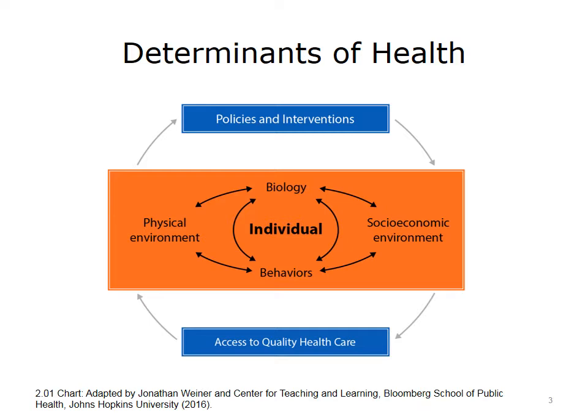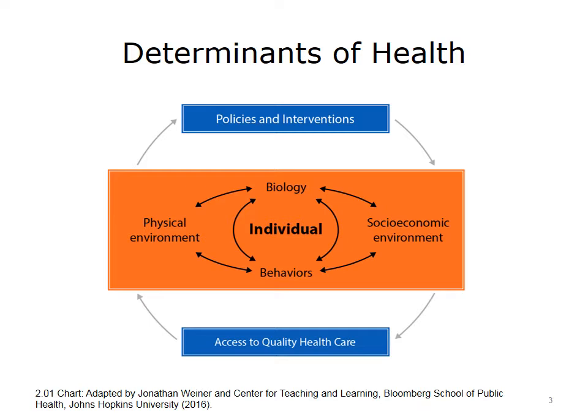To the left of the individual is the physical environment where a person lives. It could be the environment, for example, particulate matter in the air they breathe. It can also be factors that relate to how easy it is to get exercise. On the right-hand side is the socioeconomic environment, areas of poverty versus areas of wealth, for example.